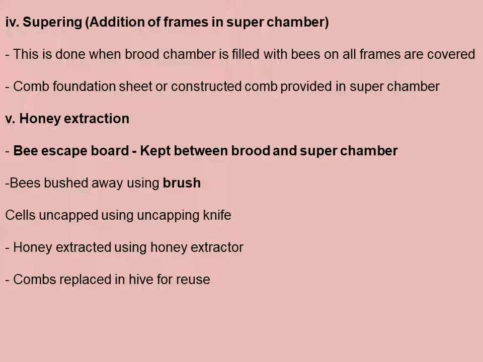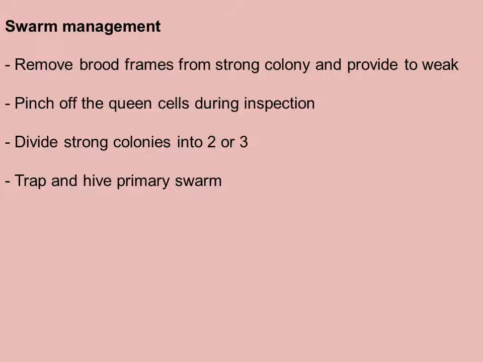Honey extraction. A bee escape board is kept between the brood and super chamber. Bees are brushed away using a brush, and cells are uncapped using an uncapping knife. Honey is extracted using a honey extractor, and combs are replaced in the hive for reuse.